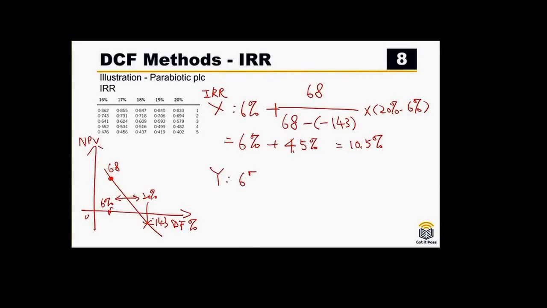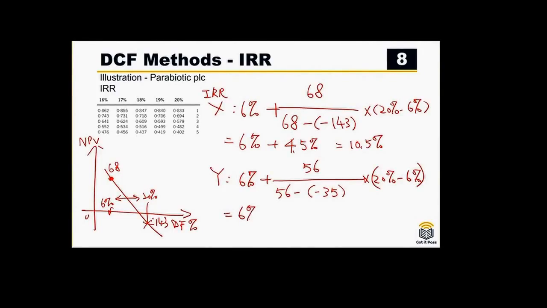And for Y, based on the same logic, $56 divided by 56 minus 35 times. You can see 6% plus 8.6% comes to 14.6%.